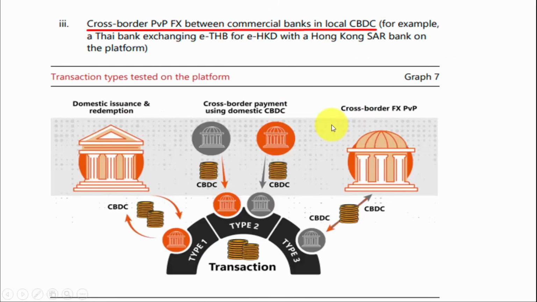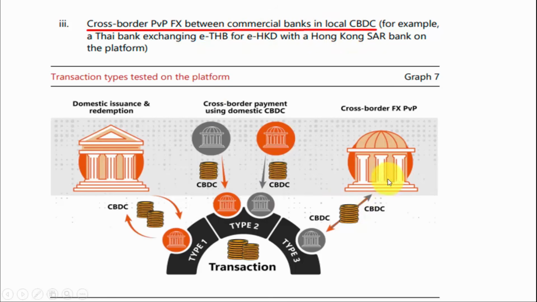And the third transaction is this one, where it was the cross-border payment versus payment effects between commercial banks in local CBDC. So for example, a Thai bank is exchanging the ETHB for EHKD with a Hong Kong SAR bank on the platform. And this is where 2 CBDCs were basically made to be exchanged instantaneously using payment versus payment between commercial banks in local CBDCs. And this is done without an intermediary.